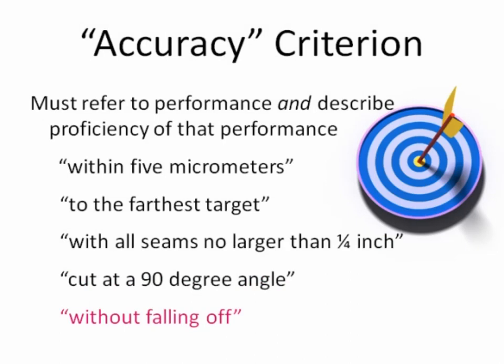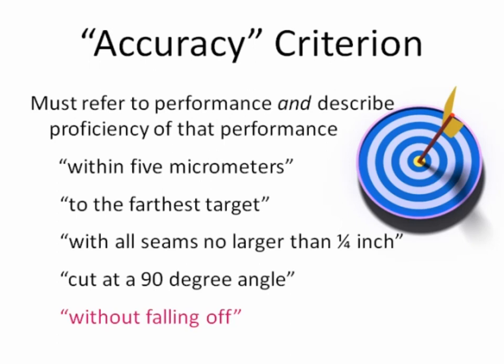Okay. Under the accuracy category of criteria, it must refer to the performance. Again, everything has to kind of go back to the performance. Even the condition must be related to the performance and the objective. So it must refer to the performance and describe the proficiency of that performance. So within 5 micrometers. Now that would be a very important criterion, especially if someone is learning how to do surgery, let's say brain surgery. You want to make sure that the person who is learning how to do brain surgery is able to make those cuts and those movements within that brain within micrometers and not more than what they would have to, otherwise you could actually injure a person.